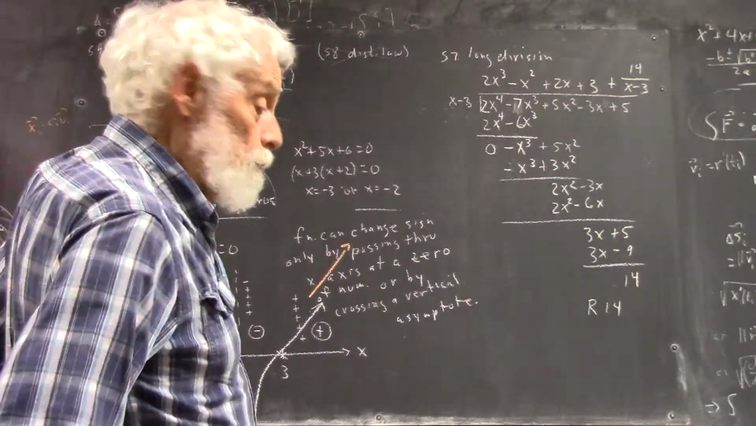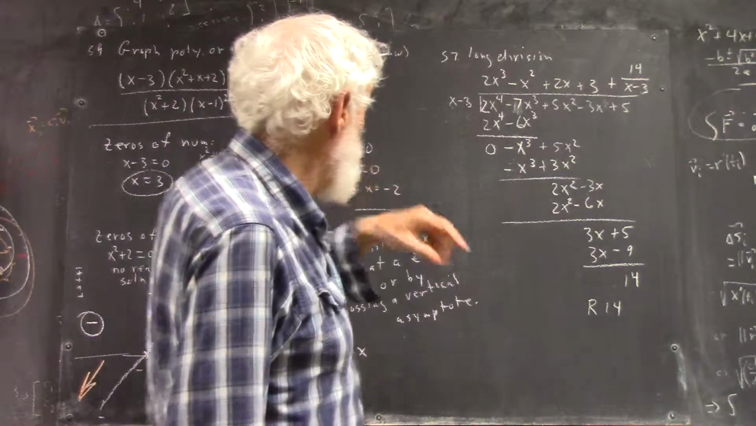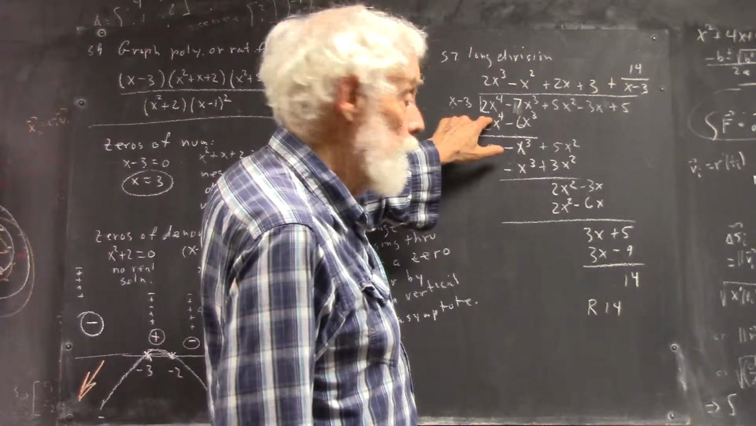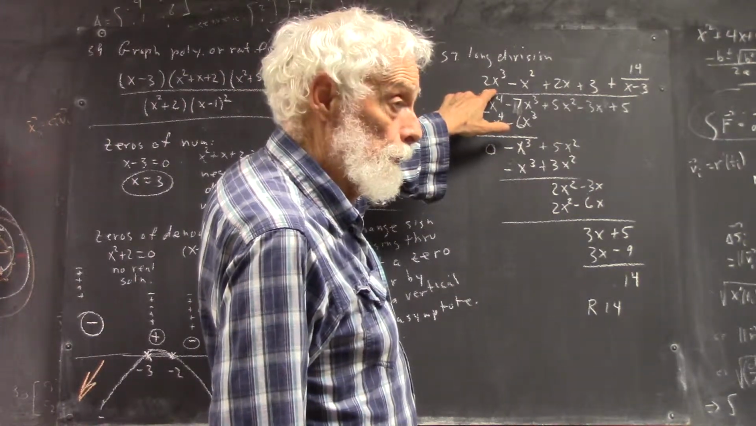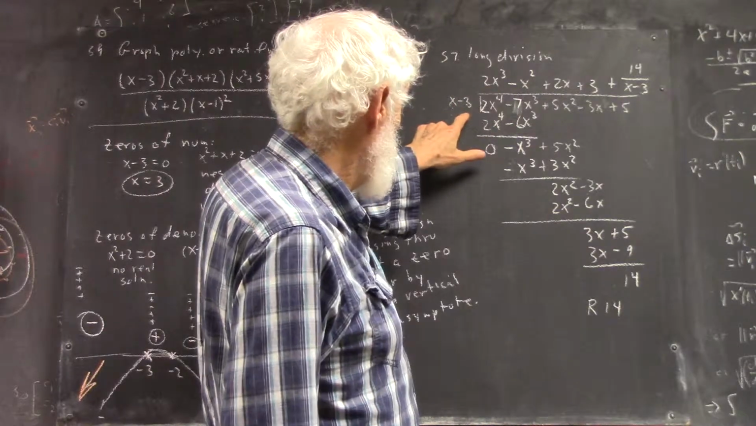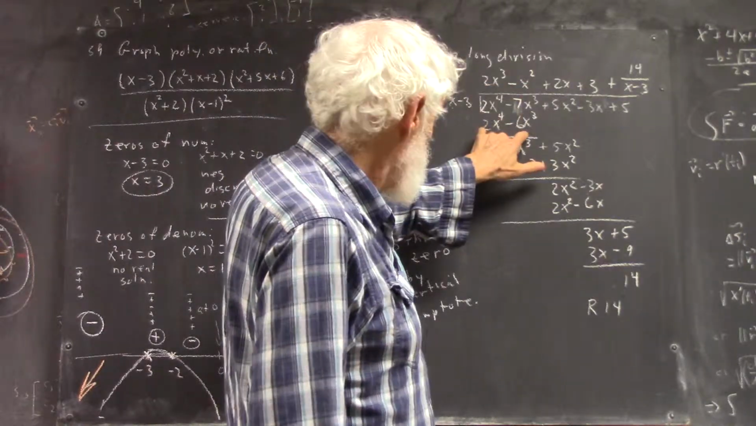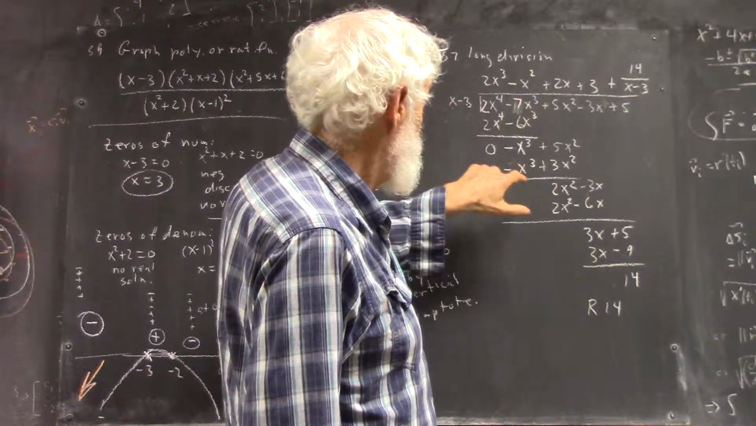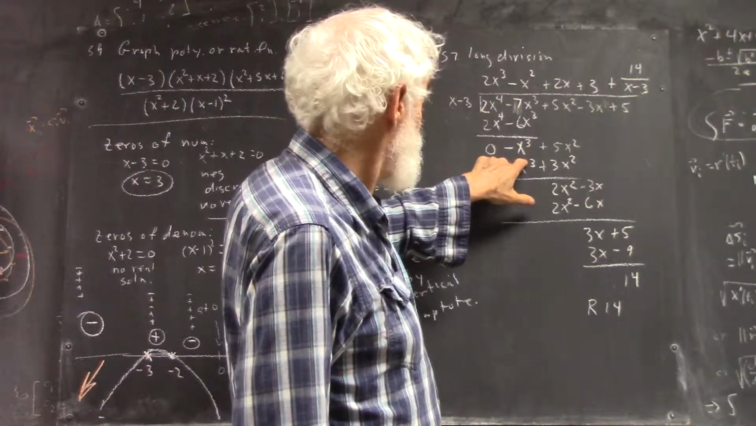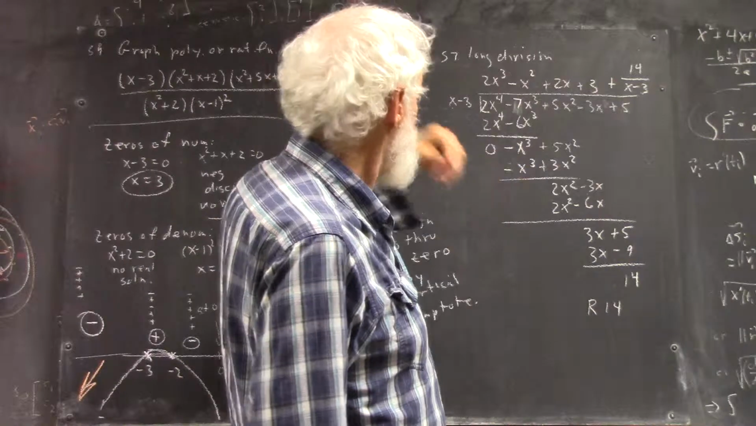However, to do the algorithm, we divide the x into the 2x to the fourth, we get 2x cubed. We multiply that back by x minus 3, we get this expression. We subtract this expression from this, giving us this. Got to be careful to subtract.